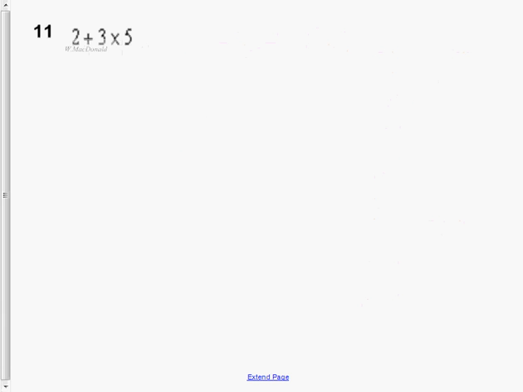Now, for questions 11 to 18, we have BEDMAS questions. So in this one, we have two operations. We have addition, and we have multiplication. This is actually taken from a grade 6 outcome. So 2 plus, instead of saying 3 times 5, using BEDMAS, we know that's 15. So instead of saying 2 plus 3 times 5, I can say 2 plus 15, it's the same thing. And 2 plus 15 is 17.